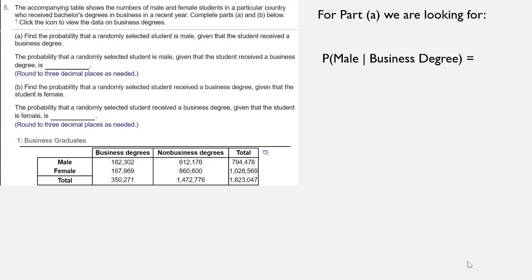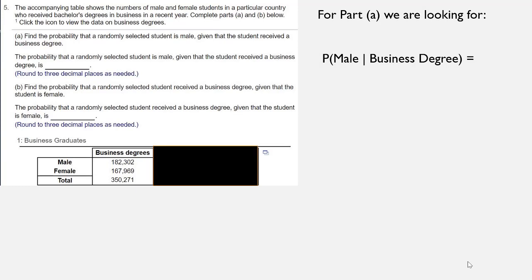So when you have this kind of a situation and you're looking at tables, remember in class we said, whenever you have tables with probability and conditions, the condition will just eliminate part of the table. So because we know that this chosen individual had a business degree, then that means we could lose the column for non-business degrees and the totals column. So now business degrees is our entire universe.